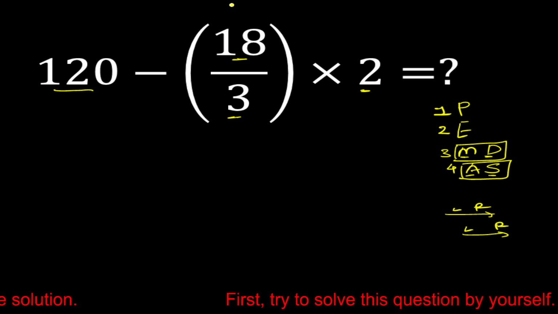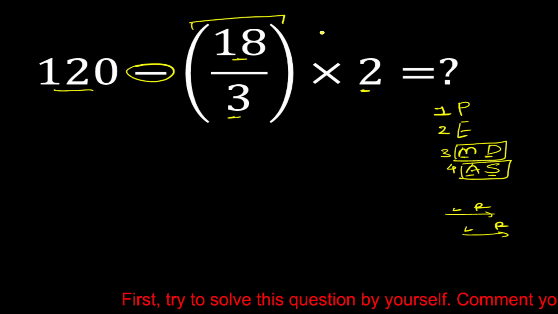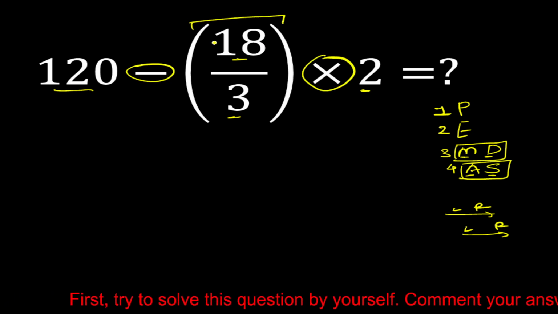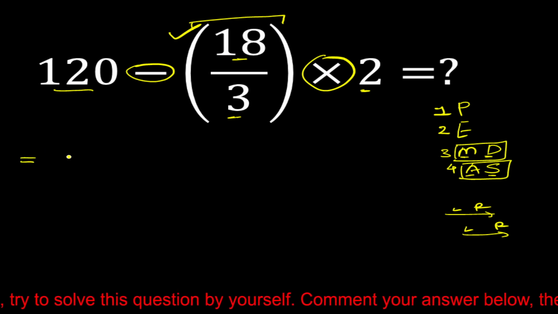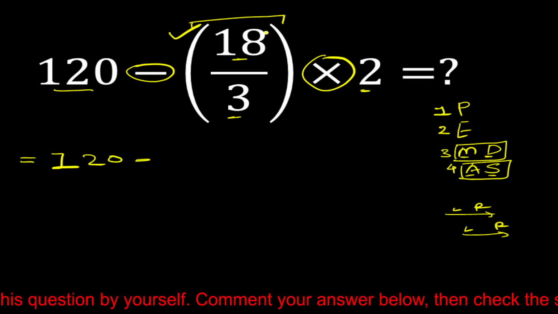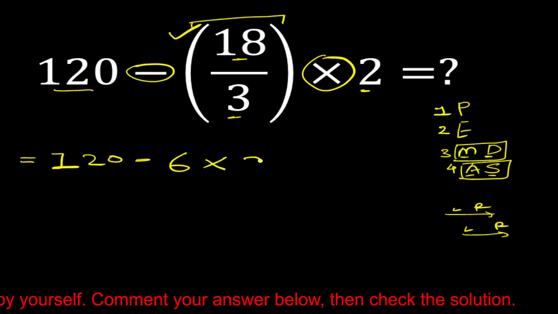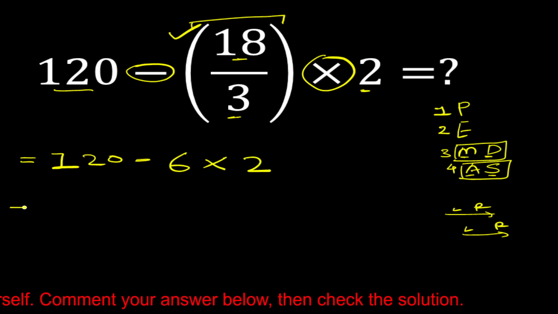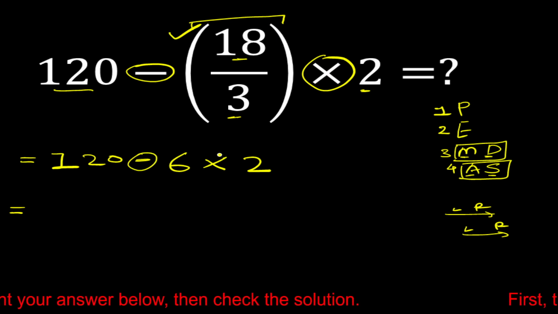Okay. So in this question here we have one subtraction, one parenthesis, and one multiplication. So first we have to solve this parenthesis. So it is equal to 120 minus, now solve this parenthesis, 18 divided by 3 is equal to 6, multiply 2. Now here is one subtraction and here is one multiplication.